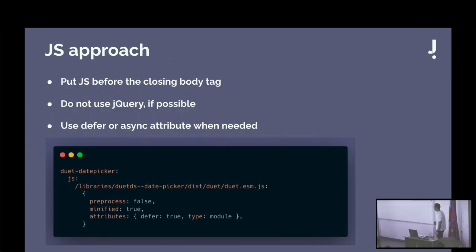So for JavaScript, Drupal already puts the JS before the closing body tag. This is done for you. In any very specific case, you may want to put this in the head. For other cases, it should be at the end of the HTML. Do not use jQuery. Drupal is trying to move away from jQuery. Now there are a lot of issues and people are working on it, if possible, of course. Use defer or async attributes when needed. If your JavaScript is not that important immediately on the page, you can defer or async the JavaScript in order not to render block the page.